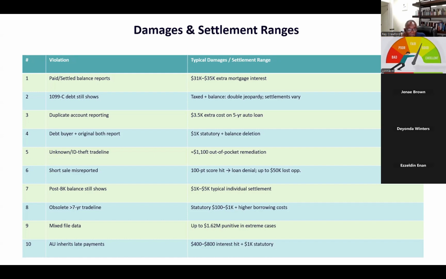Almost all of them are settled. Very few actually go to court. But if they do, there is a very good precedent that some very large settlements can happen. So that's why these three credit bureaus are very quick to settle any FCRA violation.